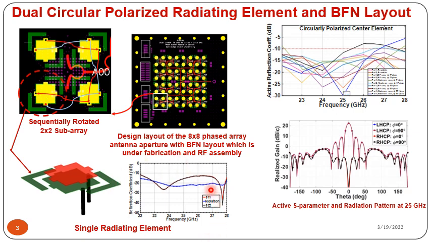Here is the reflection coefficient and isolation between the two ports for this single element, and this is the active S parameter for the center element of the 8x8 array for broadside direction and different scan angles, and this is the radiation pattern of the broadside direction of this 8x8 array at 25 GHz.